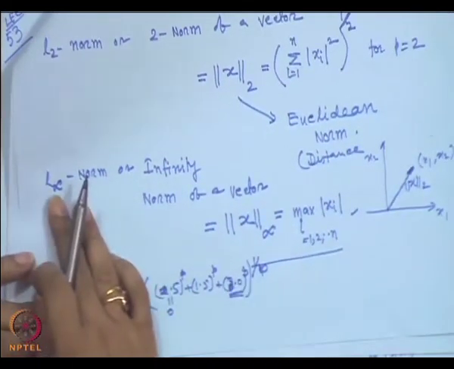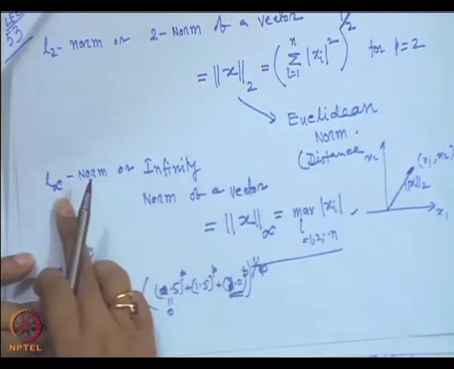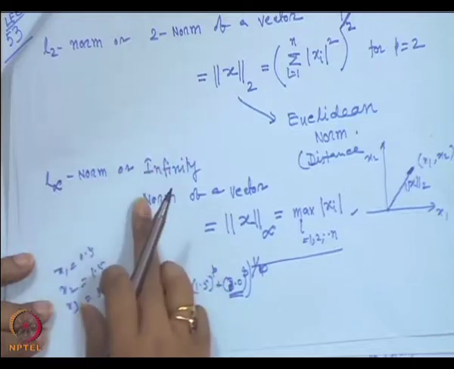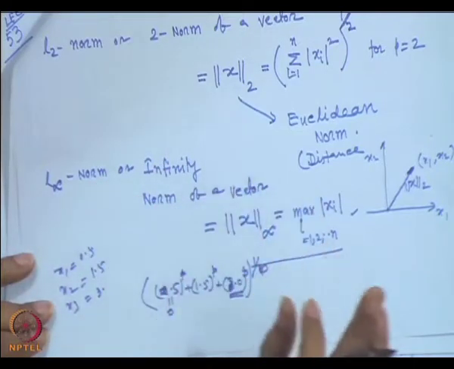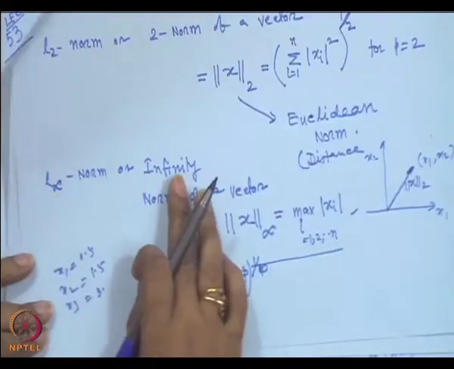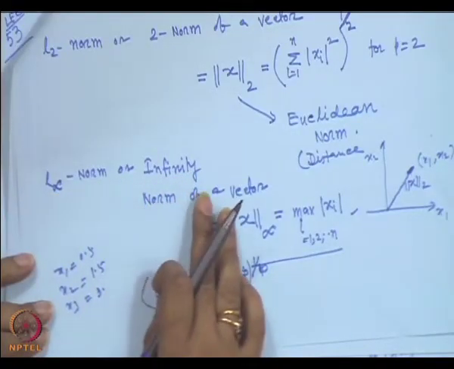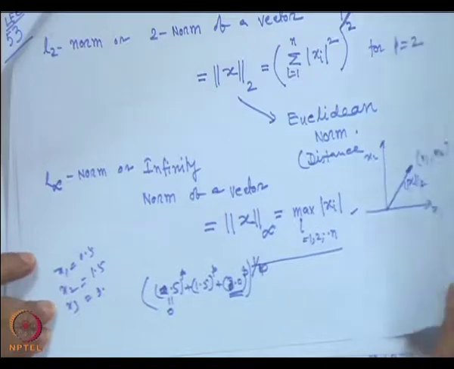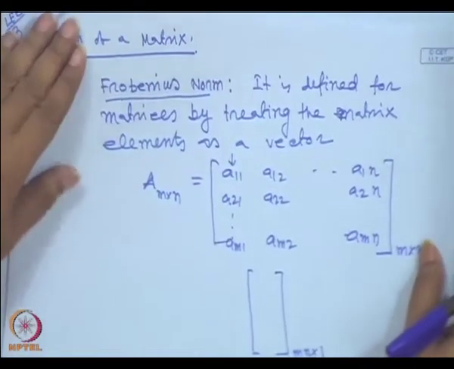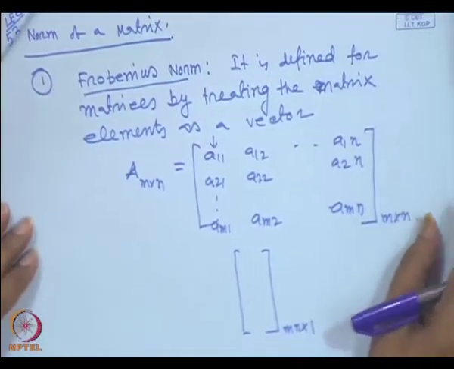Next we come to when P is equal to infinity, that we will call the L infinity norm, or simply the infinity norm, of a vector. That is nothing but the maximum absolute value out of all elements of the vector. And next we came to the picture of a matrix whose elements are constant, then how to find its different norms and different applications.